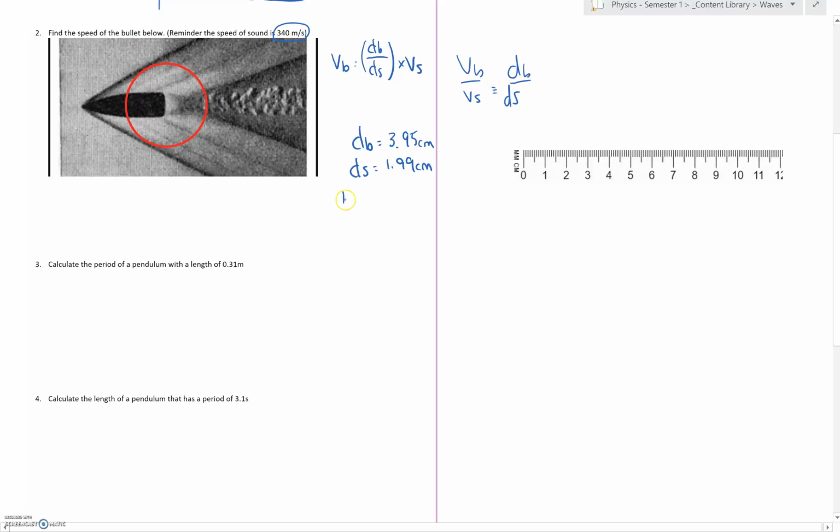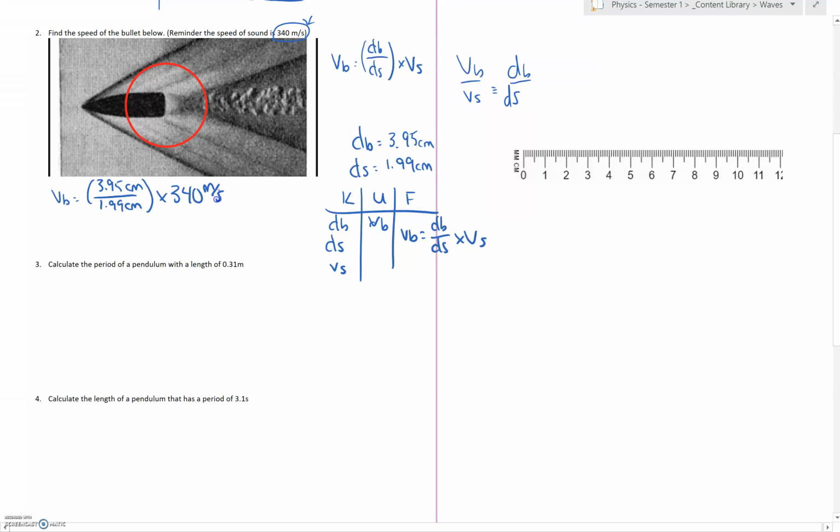Because remember, if we do our known, unknown, and formulas here, we know the distance the bullet traveled, we know the distance the sound wave traveled, and we know the speed of sound because it was given to us in the problem up here. We don't know the speed of the bullet, but we have this handy-dandy formula where VB equals DB over DS multiplied by the speed of sound. So I'm just going to plug those in. I'm just going to say the speed of the bullet equals 3.95 centimeters divided by 1.99 centimeters multiplied by 340 meters per second.